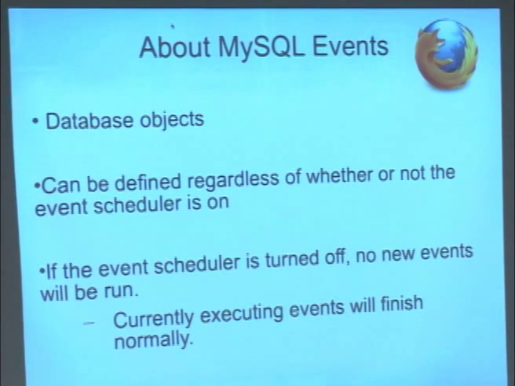You can define an event or change it regardless of whether or not the scheduler itself is on. So if you need to change things, you can, which is good. You wouldn't want to have to turn it on just to change something, and you don't have to turn it off to change something. So if it's turned off, you can make new events, but it's not going to run the events until you turn the event scheduler on. If you turn the event scheduler off while an event is running, that event will finish. So you're not saying stop right now everything you're doing, you're just saying no new events will start if you turn it off. It's a dynamic parameter. You don't need to restart the database to turn off the event scheduler.